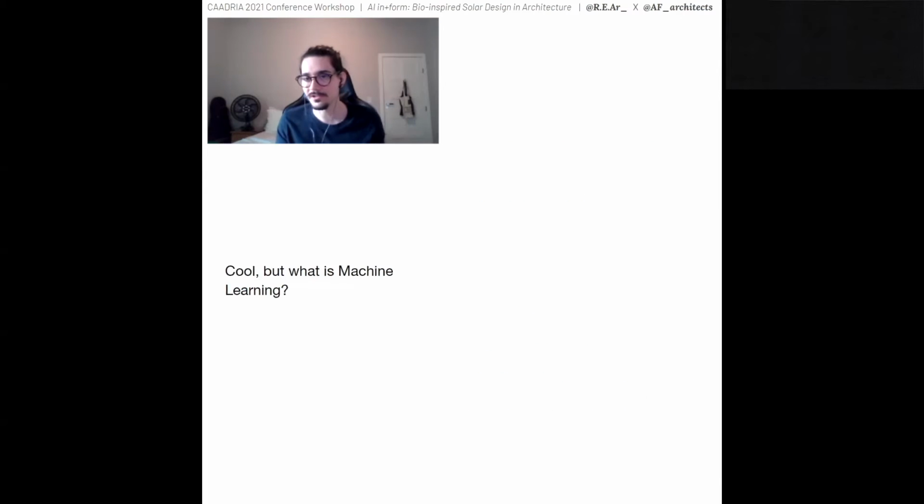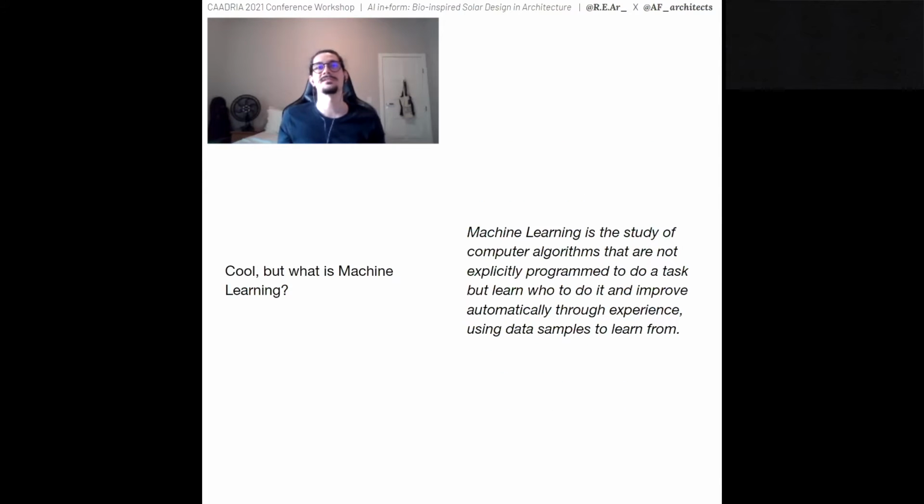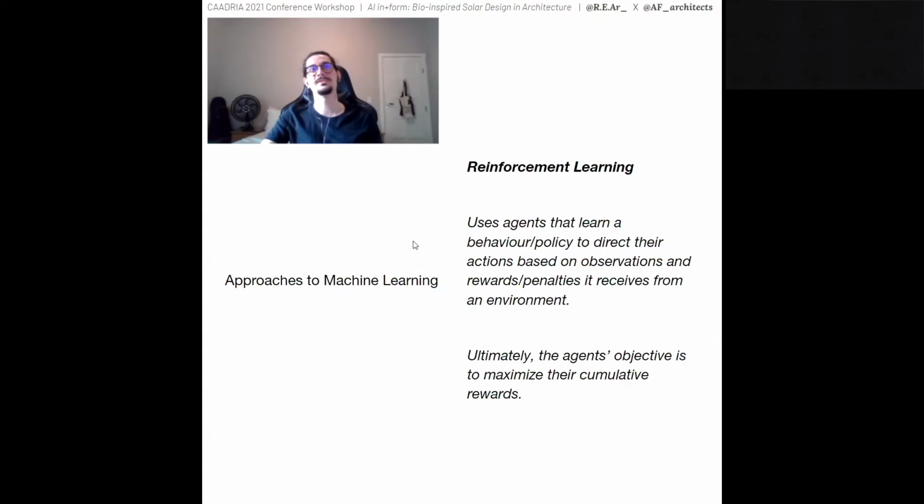Cool, but what about machine learning? What is machine learning? Machine learning is the study of computer algorithms that are not explicitly programmed to do a task, but learn how to do it and improve automatically through experience and using data samples to learn from. To go into the examples, we're going to talk about three main types of approaches to machine learning.